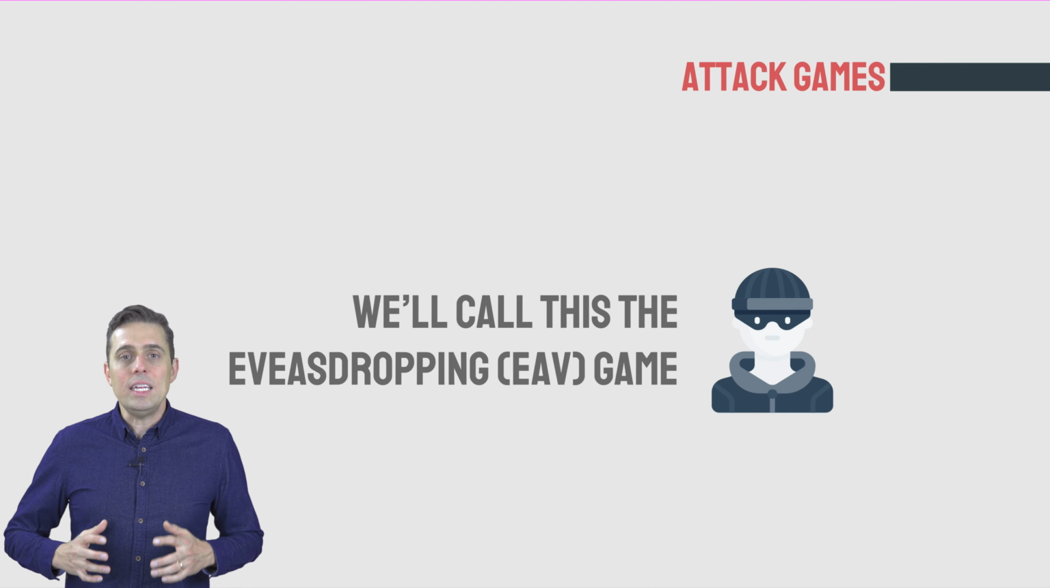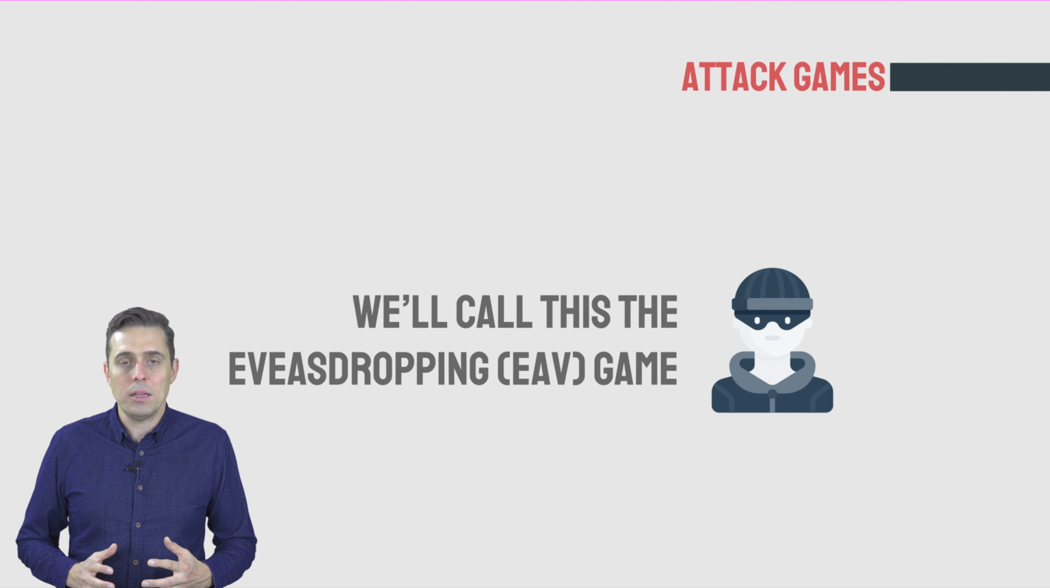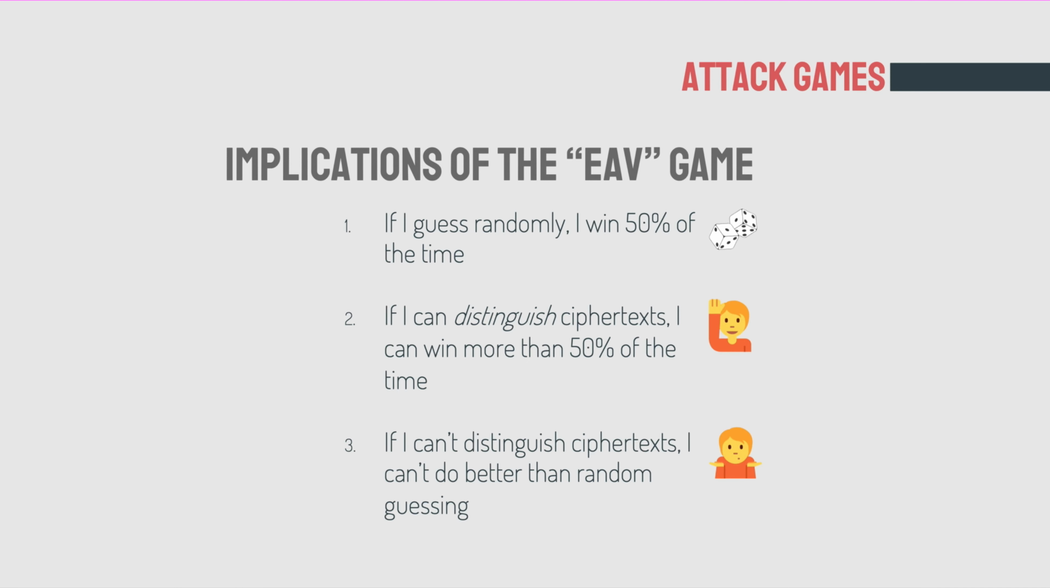We're going to call this the eavesdropping game because it models what it would be like for an attacker who's eavesdropping a communication channel. Now there's a few interesting implications of this game. The first is, if I guess randomly, I will win 50% of the time. Remember, you're picking the message with a 50-50 chance. If I also pick with a 50-50 chance, our guesses will be the same 50% of the time. Second, if I have any ability at all to distinguish the ciphertext, I can win this game with a greater than 50% chance. If I can't distinguish ciphertext, I can't do better than 50%.